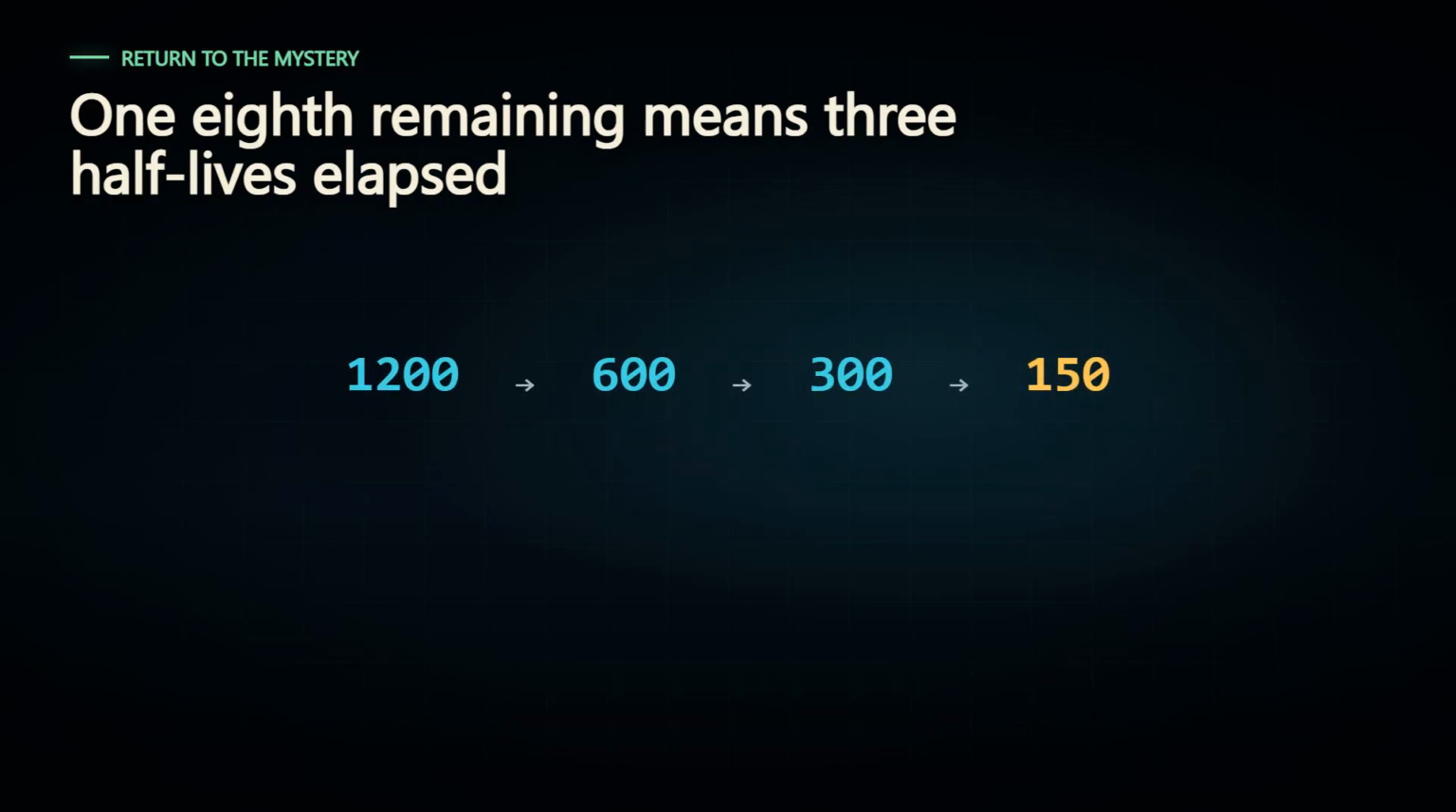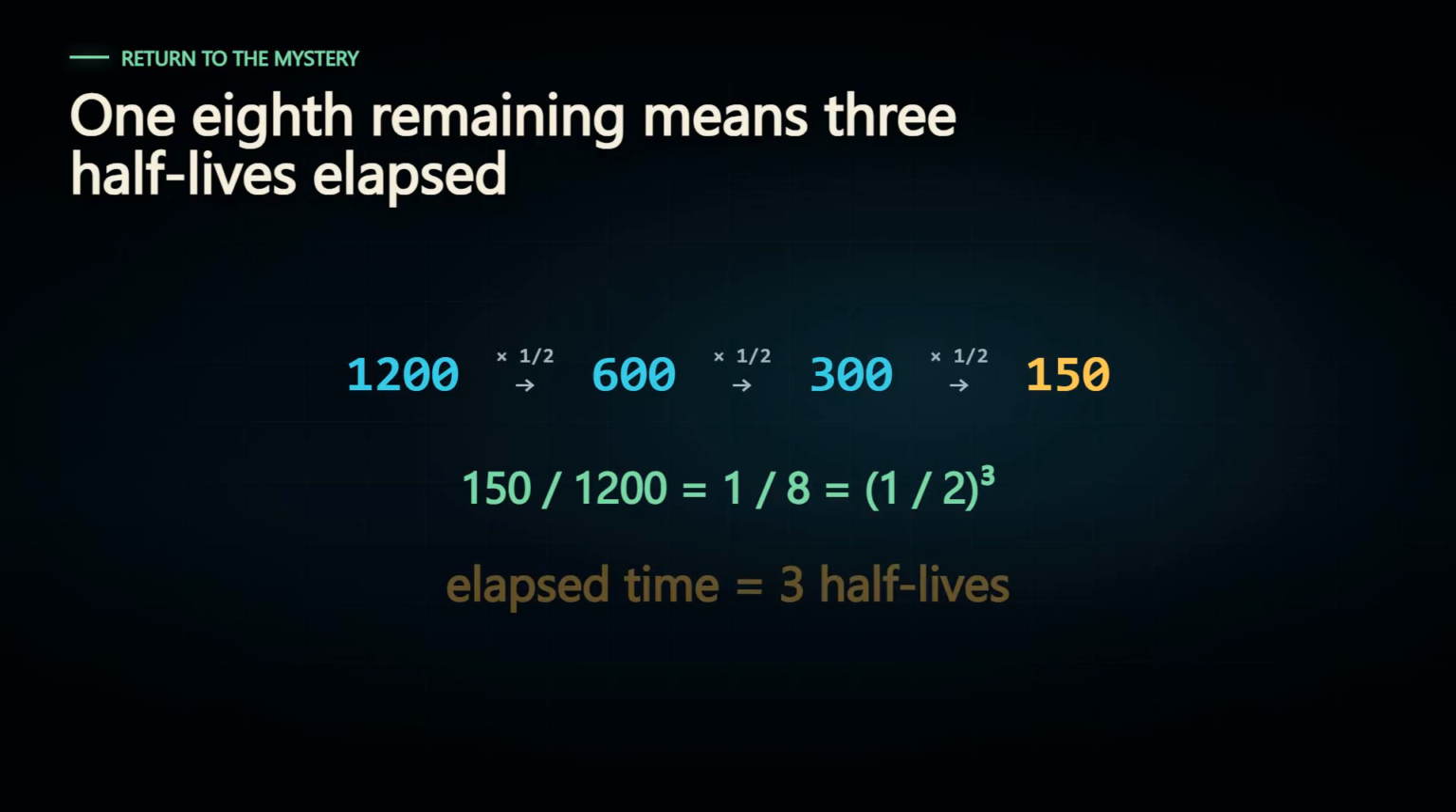Our detector fell from 1200 to 150 counts per minute, 1/8 of its initial reading. 1/8 is 3 successive halves, so 3 half-lives have elapsed. The logarithmic calculation gives the same answer even when the ratio is not a convenient power of 2.